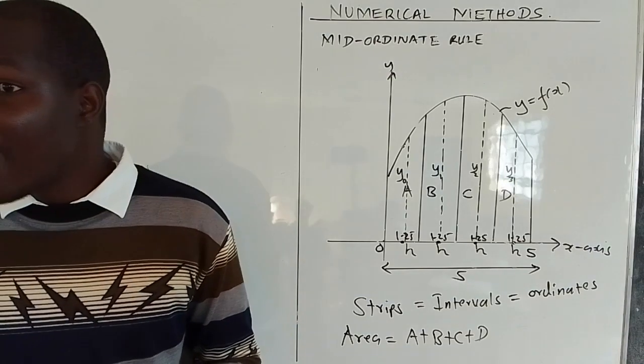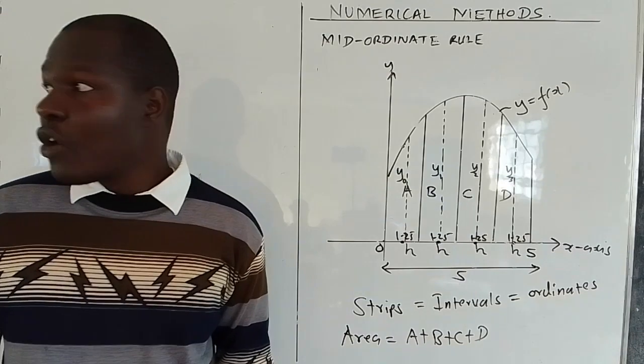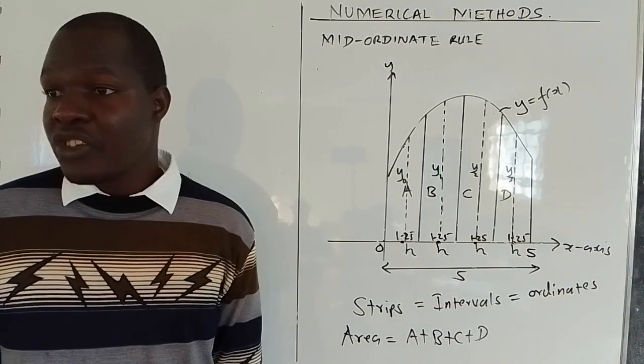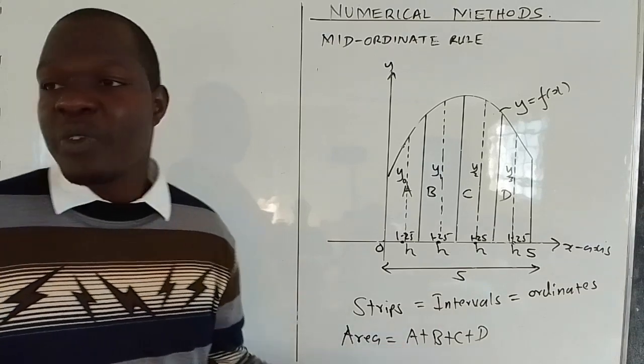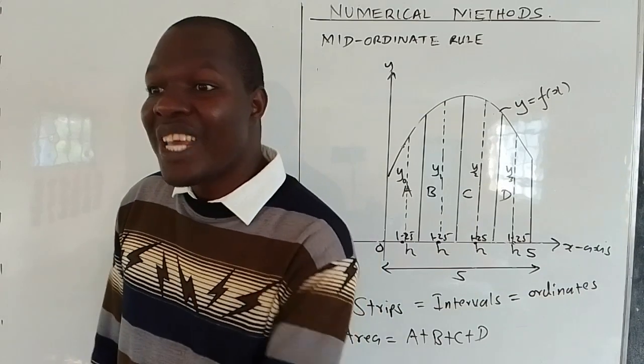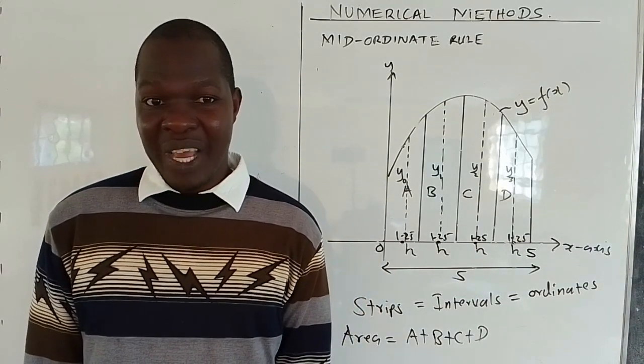And these ordinates, how many steps do they have in that given rule? So in the mid-ordinate rule, we've seen the number of ordinates is the same as the number of steps, and the number of intervals will always be the same as the number of steps, because each step has its own interval, isn't it? And they are equal in size. Are we together?